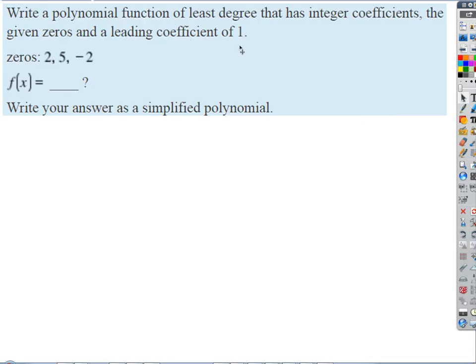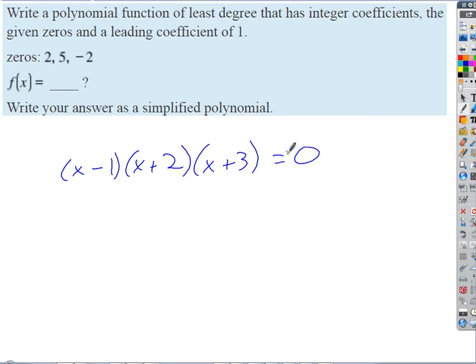The stuff that we normally do, we start with some big polynomial, and we factor it, and then find the zeros by setting the factors equal to 0, right? For example, hypothetically, say after we did all the hard work of factoring, we ended up with x minus 1 times x plus 2 times x plus 3, and we want to find out when that equals 0.